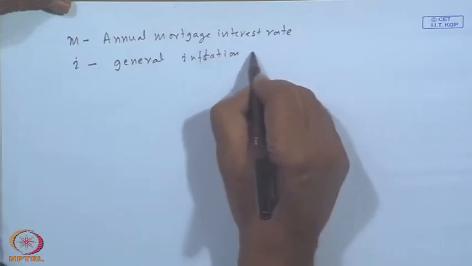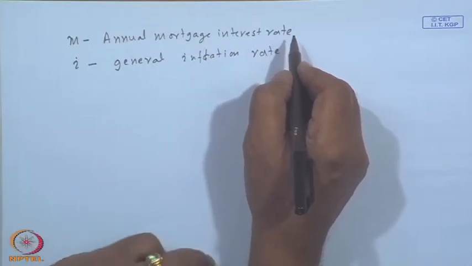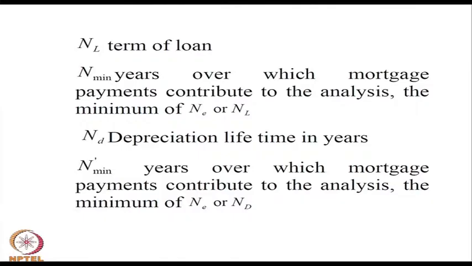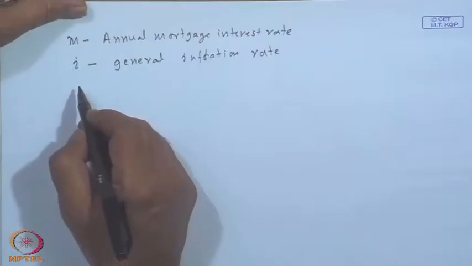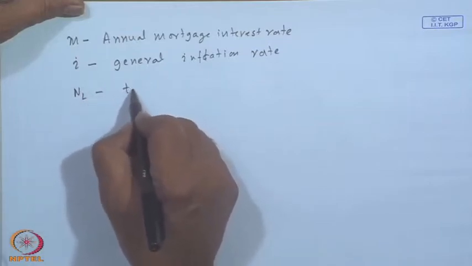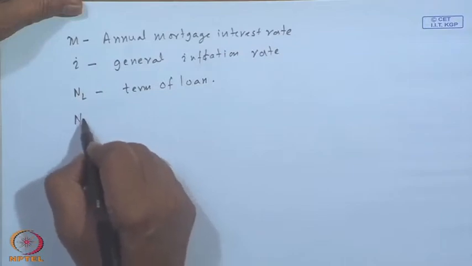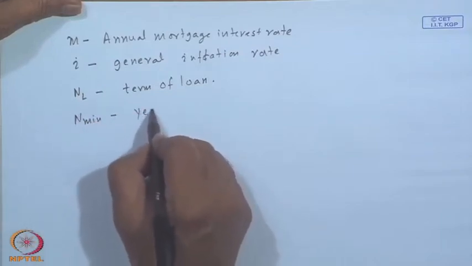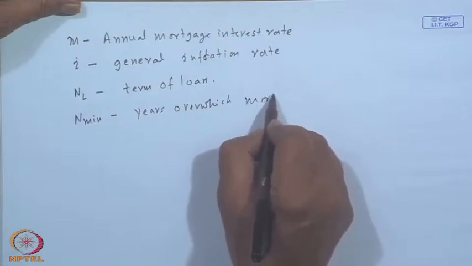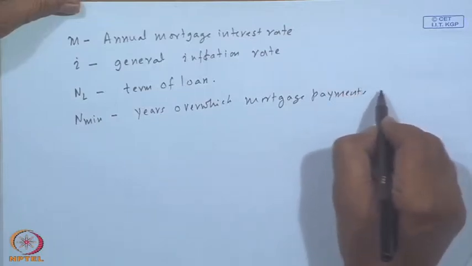My whole objective here is to say that there are rational methods to evaluate the economic viability rather than a hand waving approach. Okay, 2 years, it's fine, right? Instead of that, you can actually calculate depending upon the economic scenario of the country, the location, depending upon the application. So, NL is the term of loan, N minimum, years over which mortgage payments contribute to the analysis.